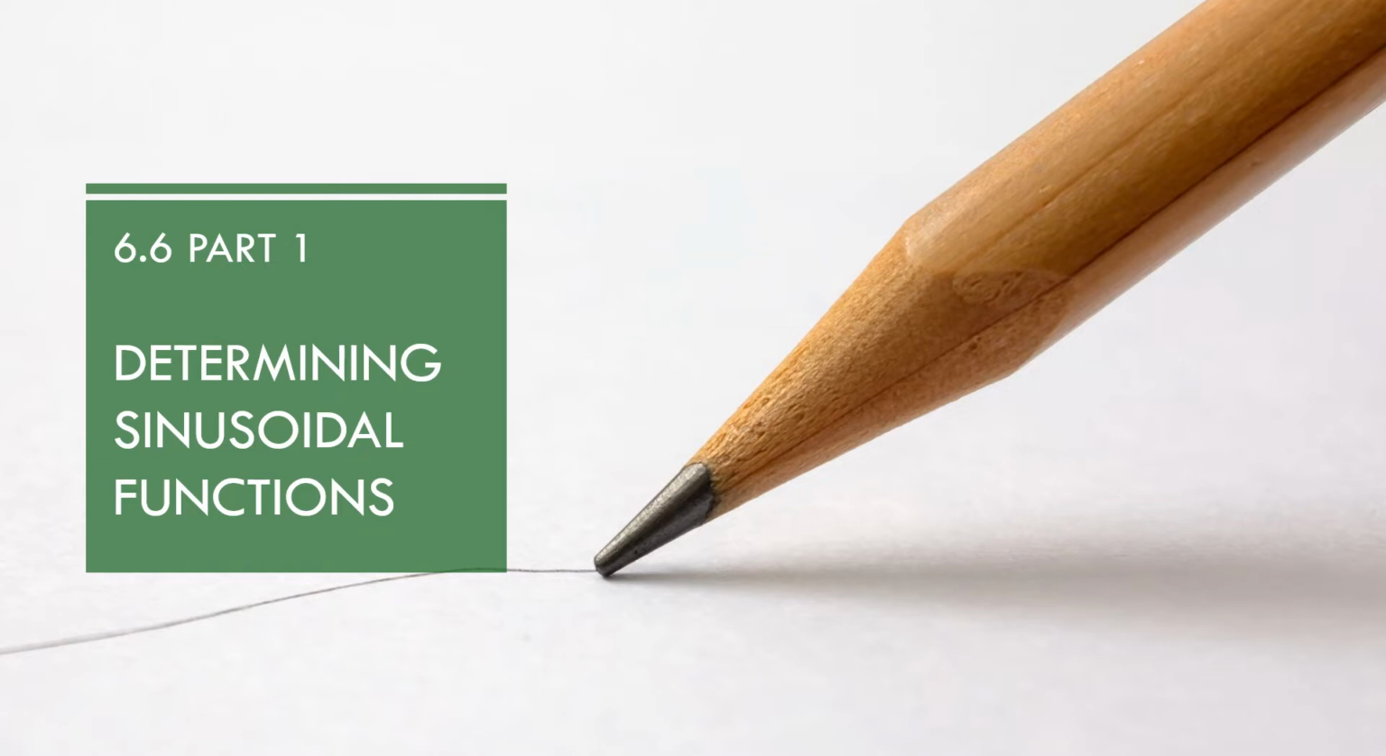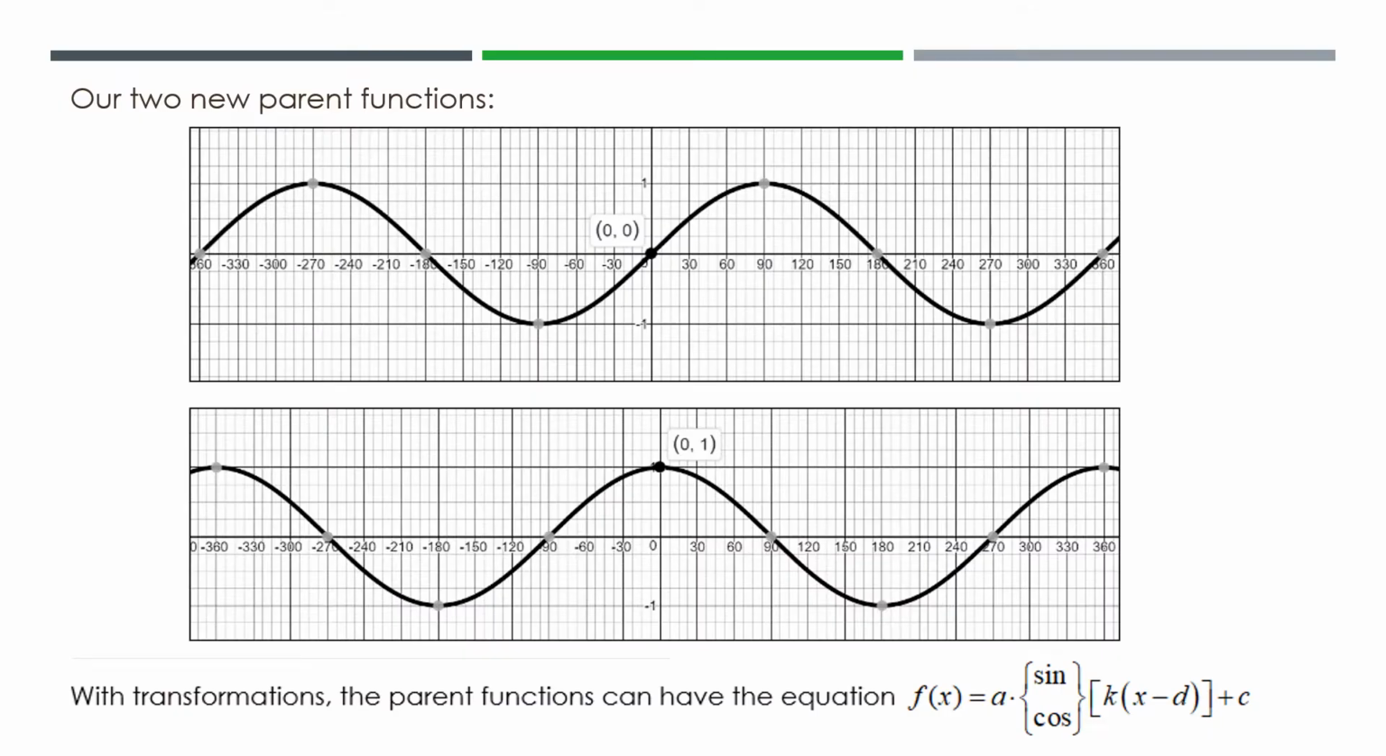Let's talk about how to come up with an equation when you're given different information about a sine wave. We have two new parent functions. This one right here is sine. I know it's sine because it goes through the origin. If it's a parent function, the sine wave goes through the origin (0, 0).